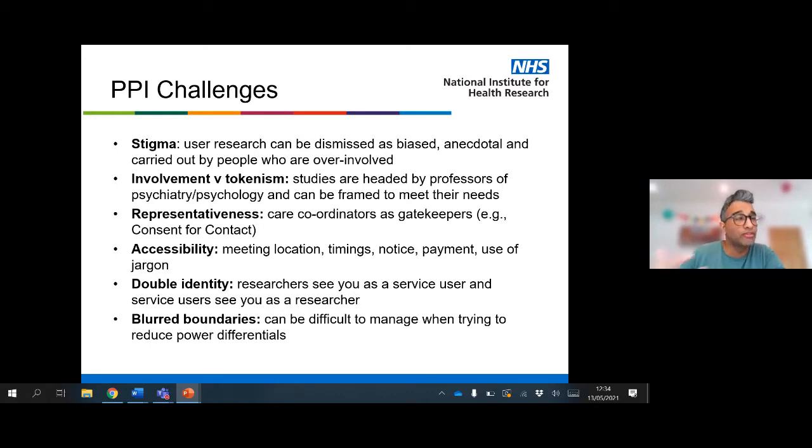So stuff to be mindful of, and especially things like double identity. A researcher may see you as a service user, and a service user may see you as a researcher. So where do you draw the line? Are there blurred boundaries? These blurred boundaries may be difficult to manage when you're trying to reduce power differentials, especially if you're there as a researcher, but you want to involve service users, and you have a group of service users in a steering group with a big professor, basically. How do you say, actually, prof, our service users think X, Y, and Z, I think we should incorporate that? There's going to be these blurred boundaries and power differentials. So it's stuff to be mindful of, basically.